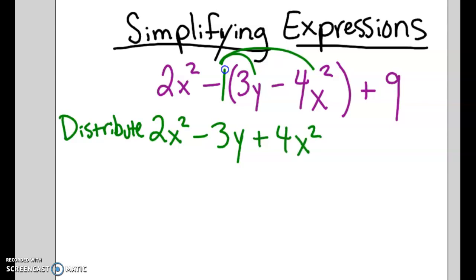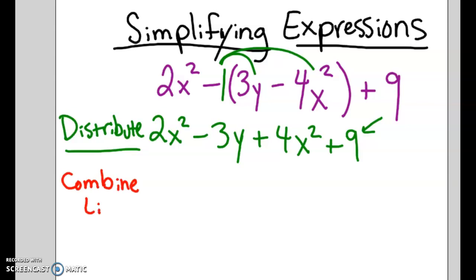Now, I will not multiply it by the 9 because the 9 here at the end is not within the parentheses, so it's going to stay plus 9. Now that we have distributed, there is another step that we need to do. And the last step to make sure everything is simplified is that we need to combine like terms.